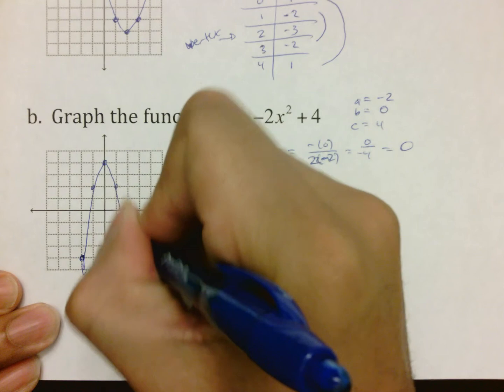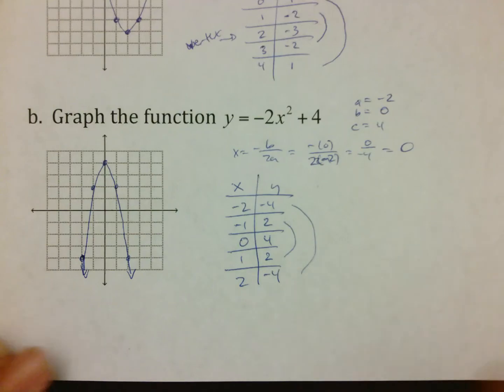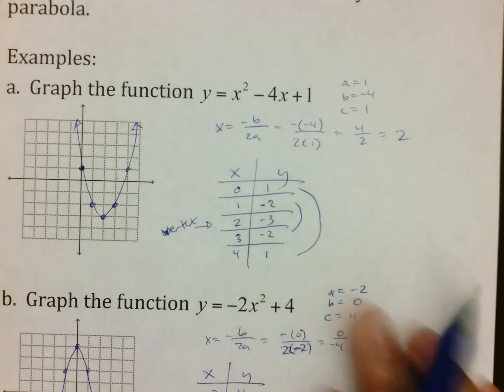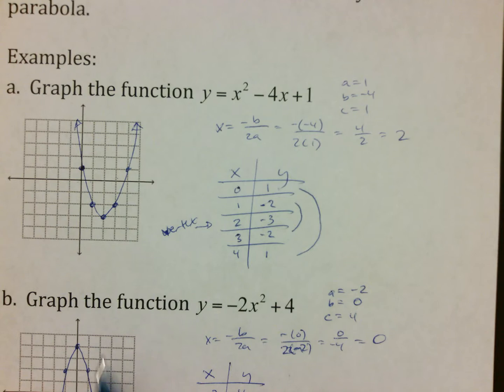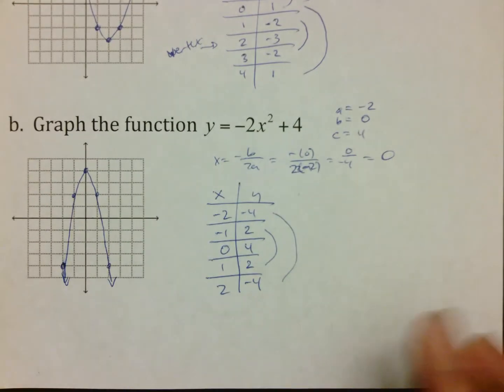What I notice about this graph is that it's more narrow than the graph I had before, but if you look at it, it makes sense based off what we learned last section, which is this 2, absolute value of 2, is bigger than the absolute value of 1. So yes, that should be more narrow than that graph up there, and that's what you need to know about it.